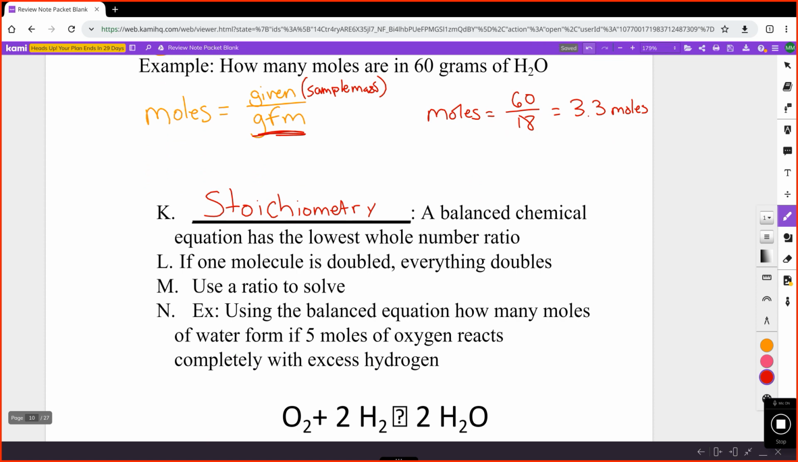Okay, and what we have to remember from the beginning of the video is that a balanced equation has the lowest whole number ratio. What I have on the left, the reactant side, has to be equal to what is on the right, the product side. The number of molecules, the number of atoms, the whole total mass, everything has to be the same, except for its configuration. Now, it's basically telling you that a chemical equation is a recipe.